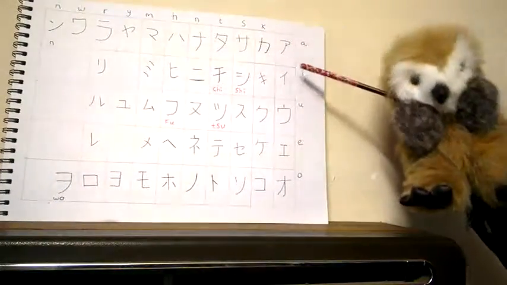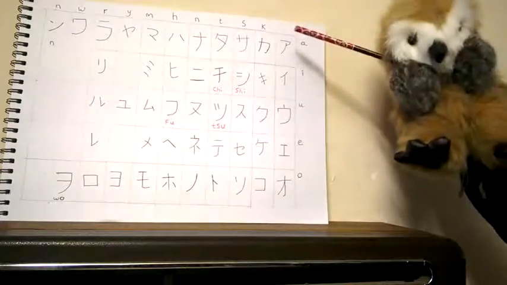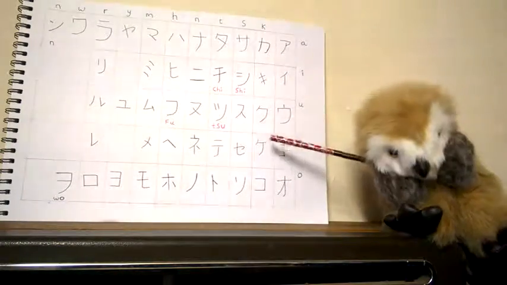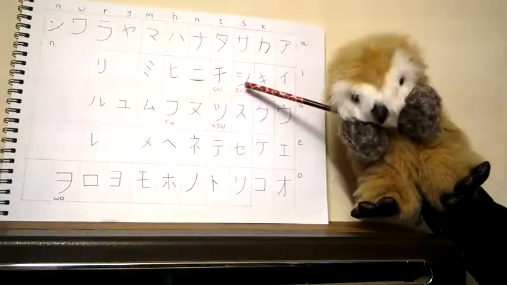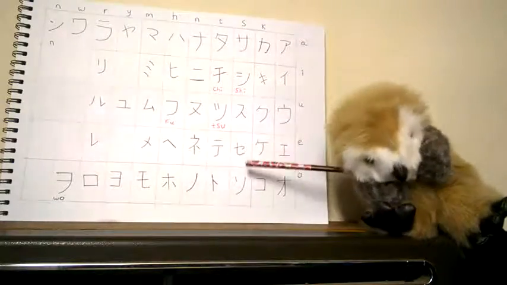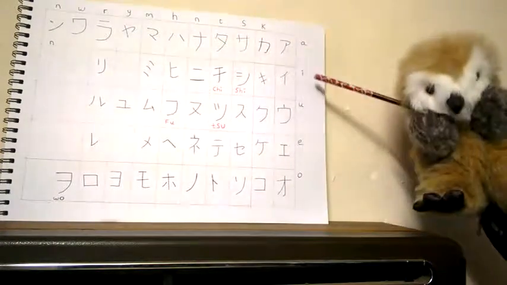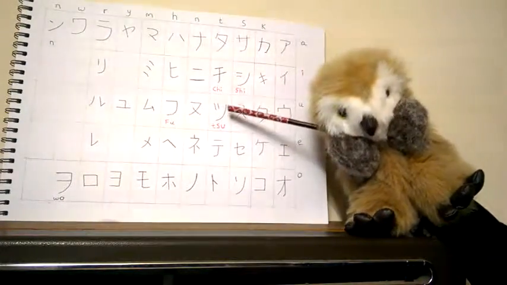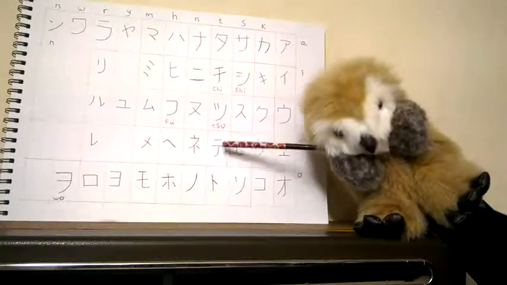So firstly is a, i, u, e, o. And then next would be the K line: ka, ki, ku, ke, ko. And then the S line is sa, and instead of si, it's shi. So sa, shi, su, se, so. Then we have t: ta, and chi. Instead of ti, it's chi. And then possibly the hardest one, but once you know it, it's fine, is tsu. So ta, chi, tsu, te, to.